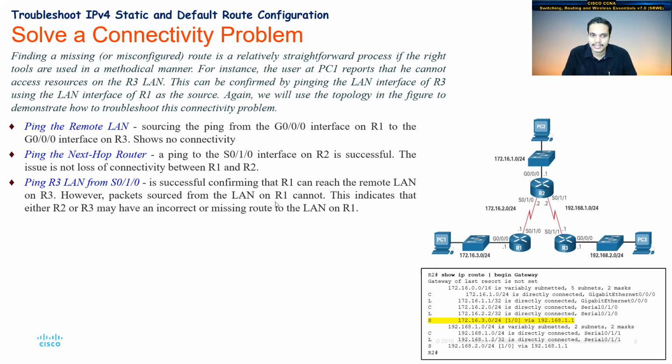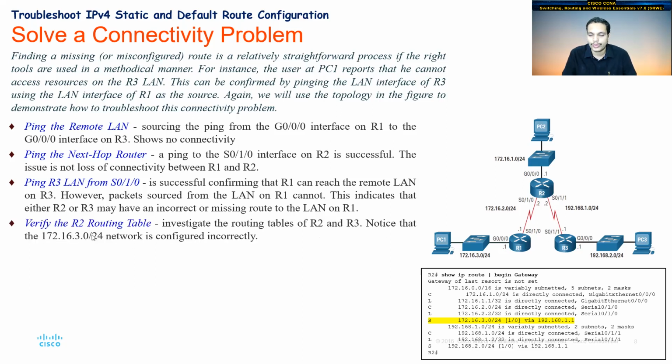So now this indicates that either R2 or R3 may have an incorrect or missing route to the LAN on R1. Maybe something is wrong with R2 and R3, because R1's packets are reaching the LAN. So in that case, you have to verify the routing tables on both R2 and R3. Once you verify the routing tables, it looks like this. You have to check each and every network.